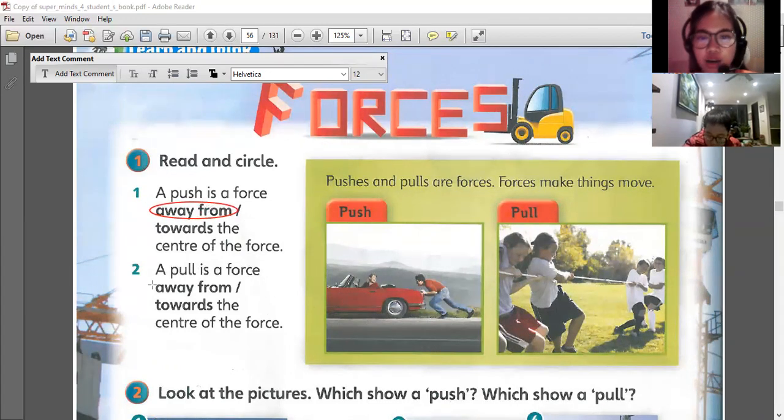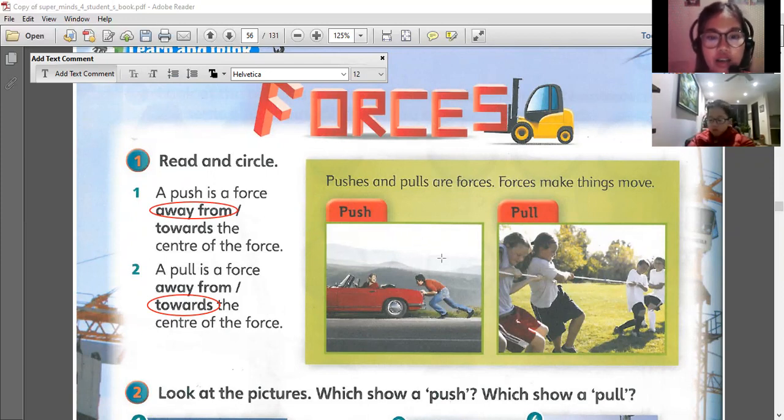Next, number two, a pull. A pull is a force toward the center of the force. Okay, towards the center of the force. So once again, you say a push is a force away from the center of the force. And when you say a pull, it's a force towards the center of the force.